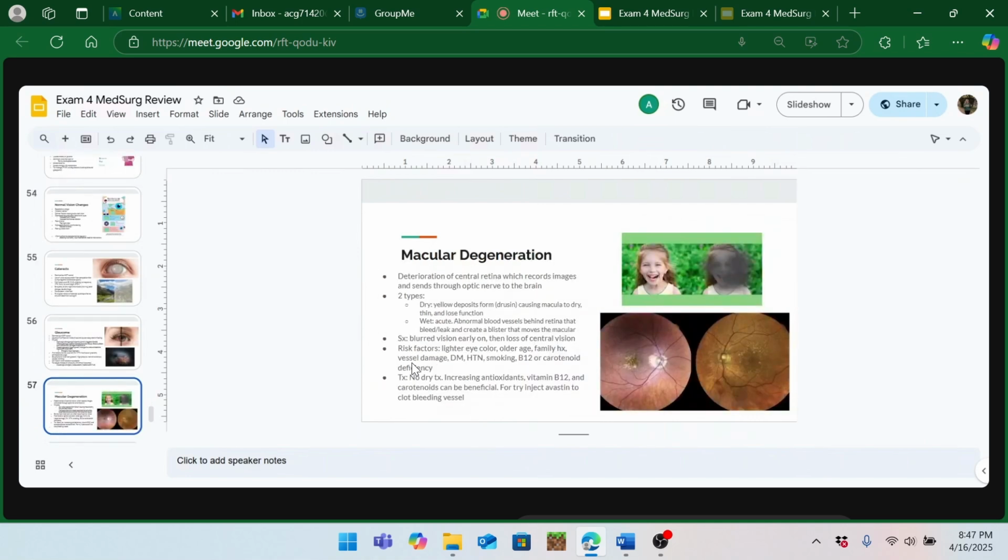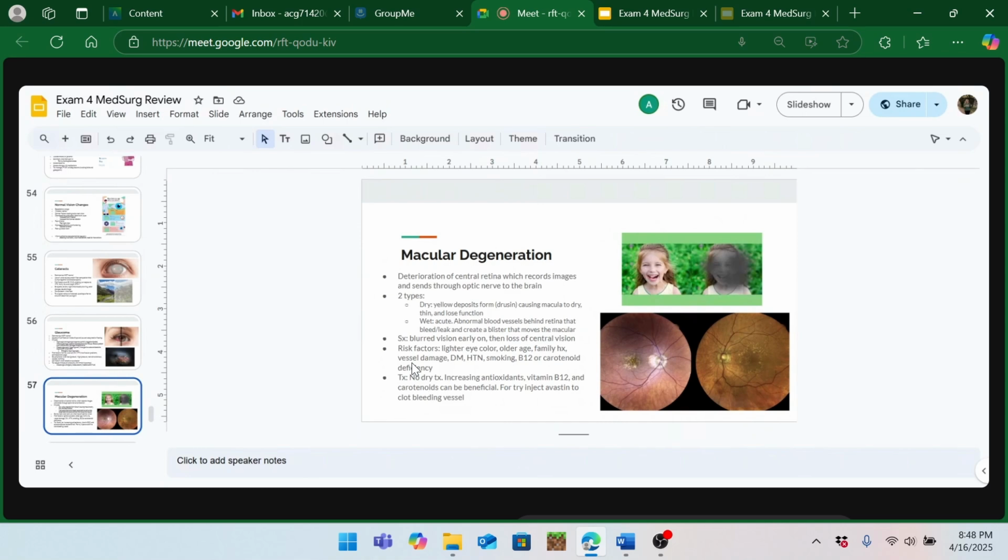Macular degeneration is a central vision loss caused by deterioration of the central retina, and that basically sends the images up the optic nerve to the brain, and then the brain processes it. There's two types. Again, know the types. Your dry is going to have yellow deposits forming. It's called drusen, and then that causes the macula to dry. It thins and loses function. Wet is acute. It's an abnormal blood vessel behind the retina that causes a bleed, and then a blister that moves the macula.